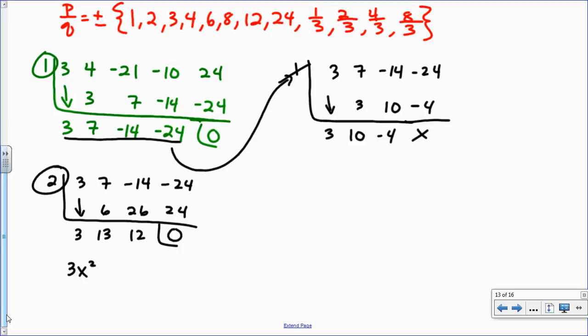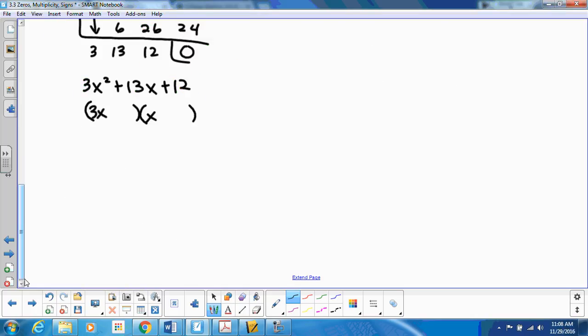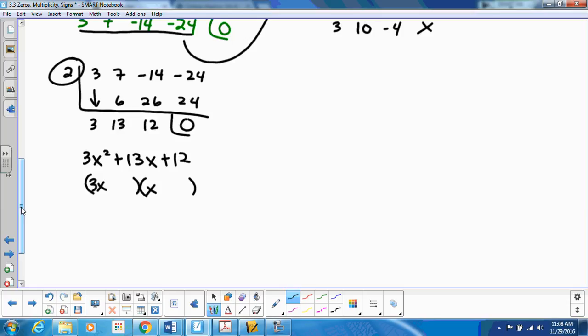So 3x squared plus 13x plus 12. And that is what I factor. It does factor. If it didn't factor, you would still need to finish by using quadratic formula. Alright, so it's going to be 3 and 4, because then my outer is 9x, the inner is 4x. So negative 4/3 and negative 3.